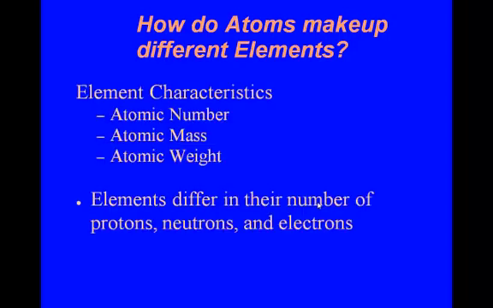How do atoms make up different elements? Well, you have the basic element characteristics. You have the atomic number, the atomic mass, and then the atomic weight. Elements differ in their number of protons, neutrons, and electrons. We'll see that here in just a second.